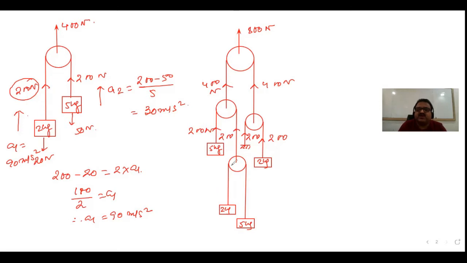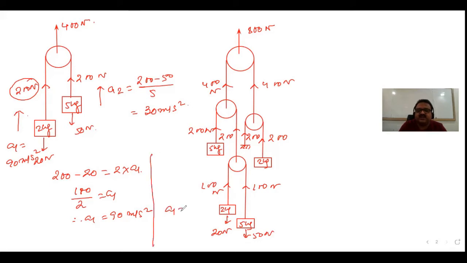Now look at this, 200 gets equally divided, that is 100 and 100 Newton. Now watch this, 20 Newton acting downward, 50 Newton acting downward. So now let's start: 100 Newton acting upward, 20 Newton downward. So acceleration of this 2 kg mass will be what?